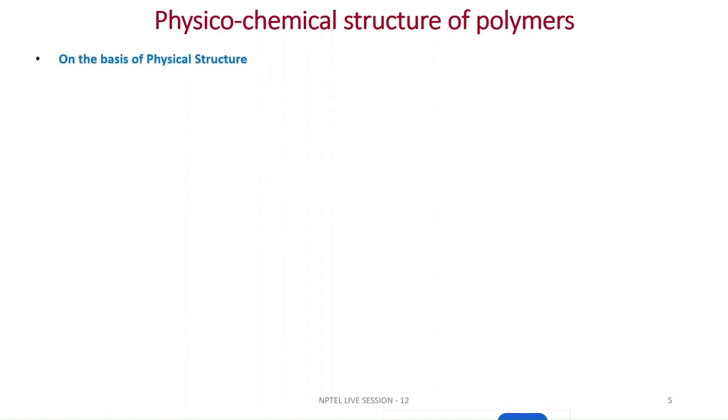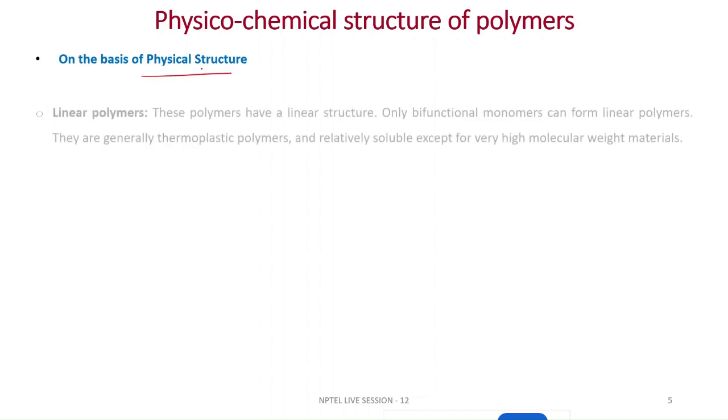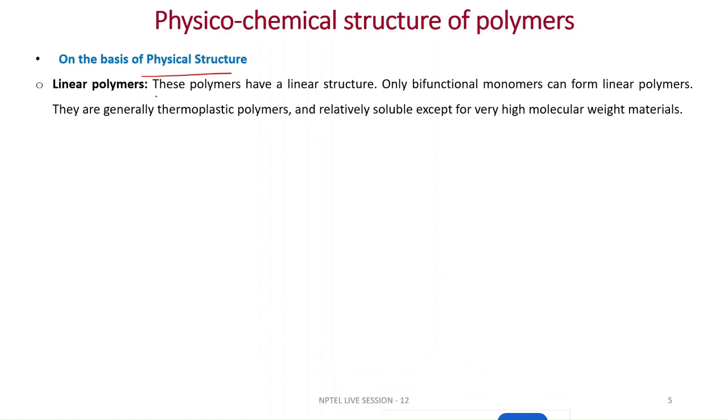Next basis is the basis on the physical structure. So the linear polymers, these polymers have a linear kind of structure. Only the bifunctional monomer can form linear polymers. You need to remember that. Only the bifunctional. Monofunctional cannot form linear, they cannot participate in the chain reaction. So only the bifunctional monomer can form this simple linear structure.